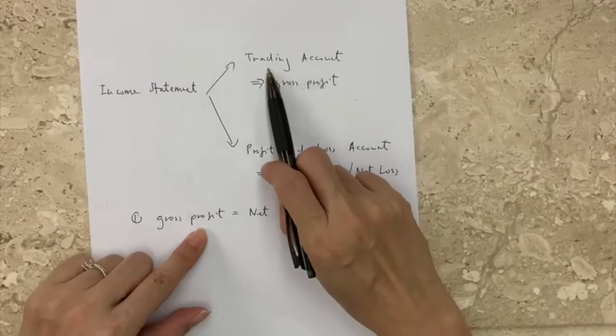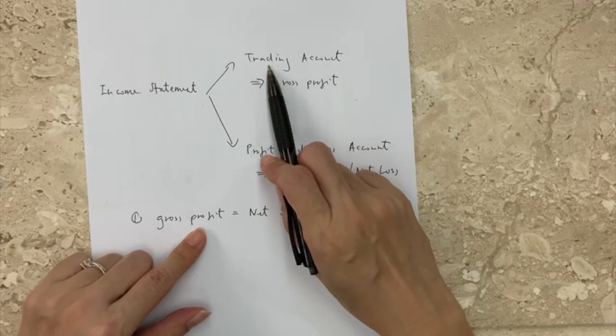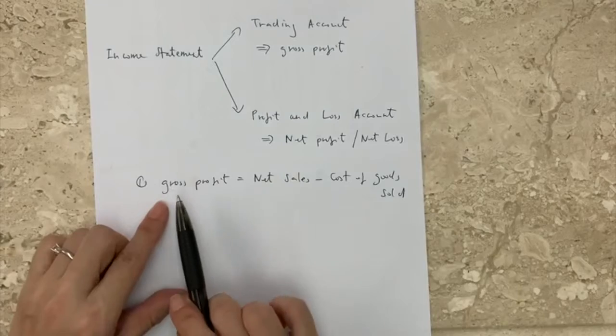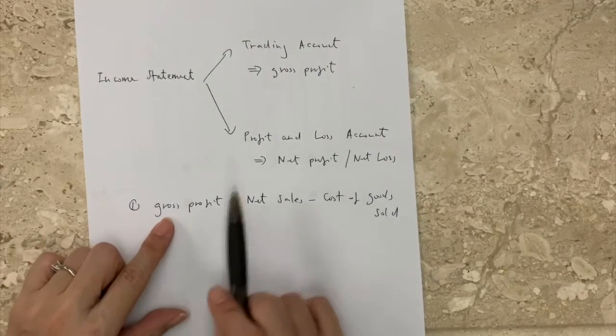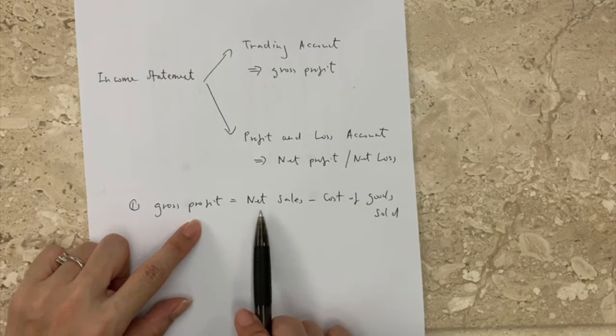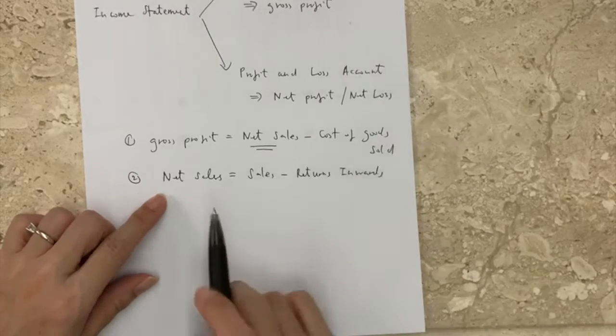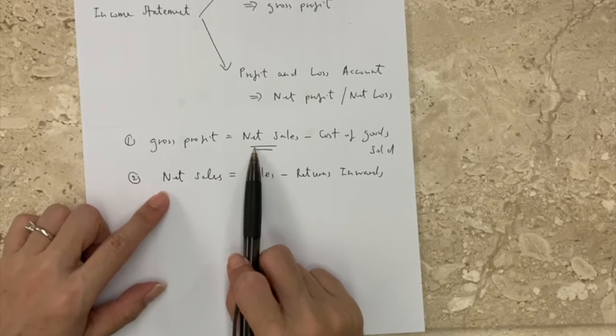What is the meaning of trading? Trading means buying, selling, buying, selling. What do we buy from the supplier? We buy goods from the supplier, and then we make sales to the customer in order to earn profit. The profit we earn from trading, we call that gross profit, and the formula is net sales minus cost of goods sold.